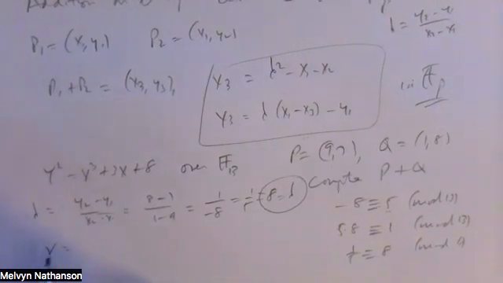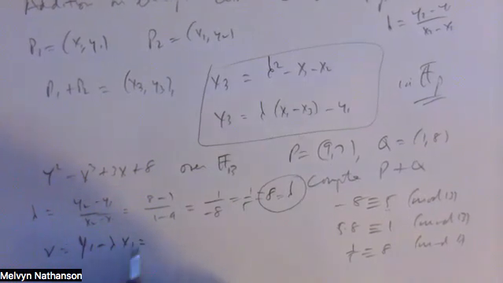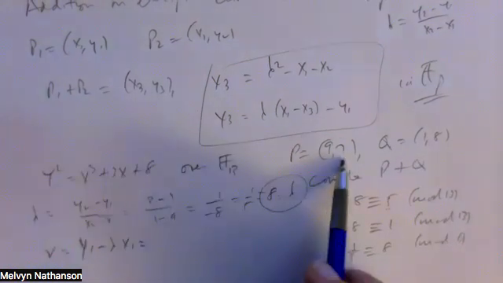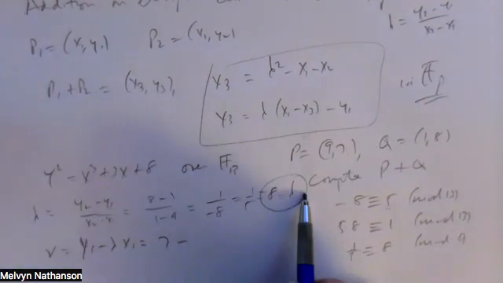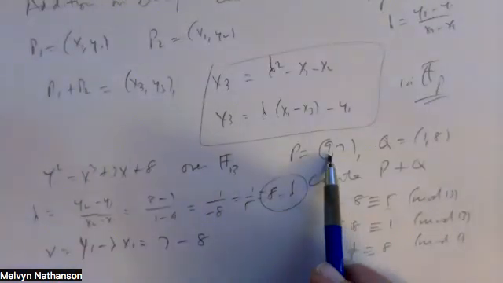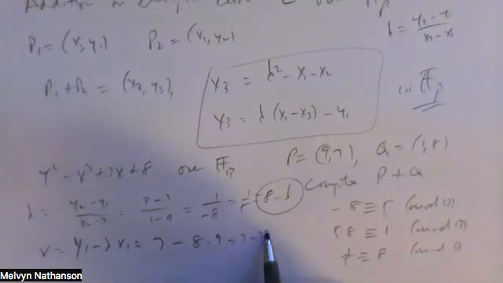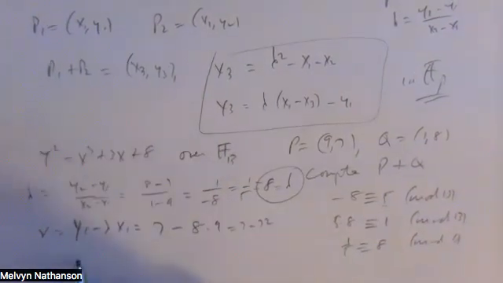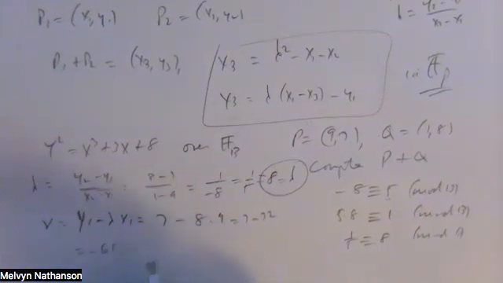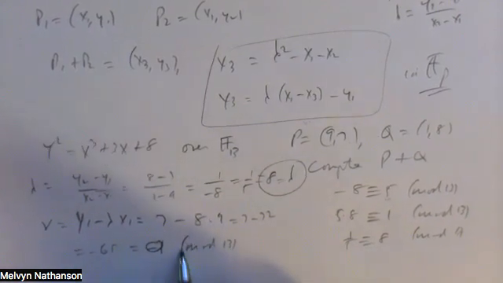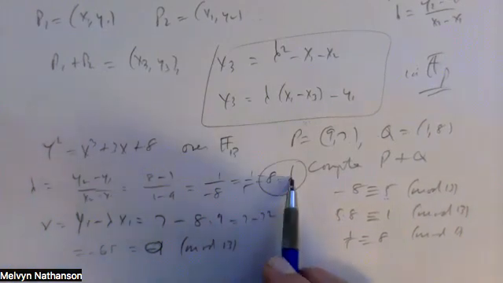Nu is y1 minus lambda x1. Y1 is 7 minus lambda, which is 8, times x1, which is 9. So this is 7 minus 72, which is minus 65, which is 0 mod 13. So lambda is 8.